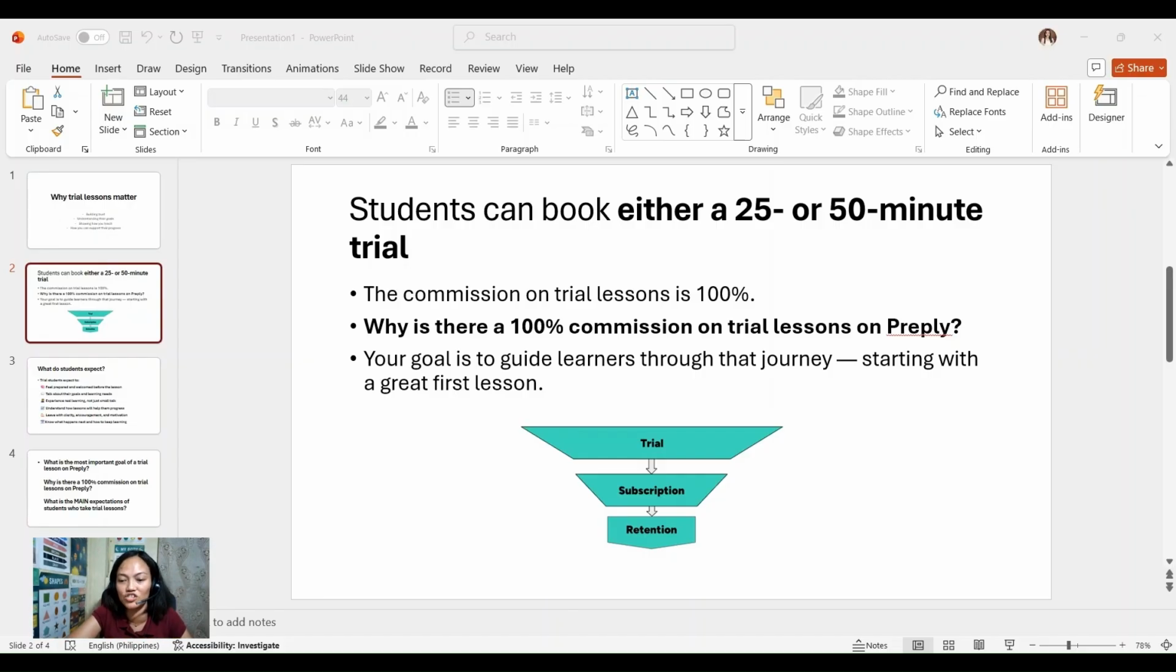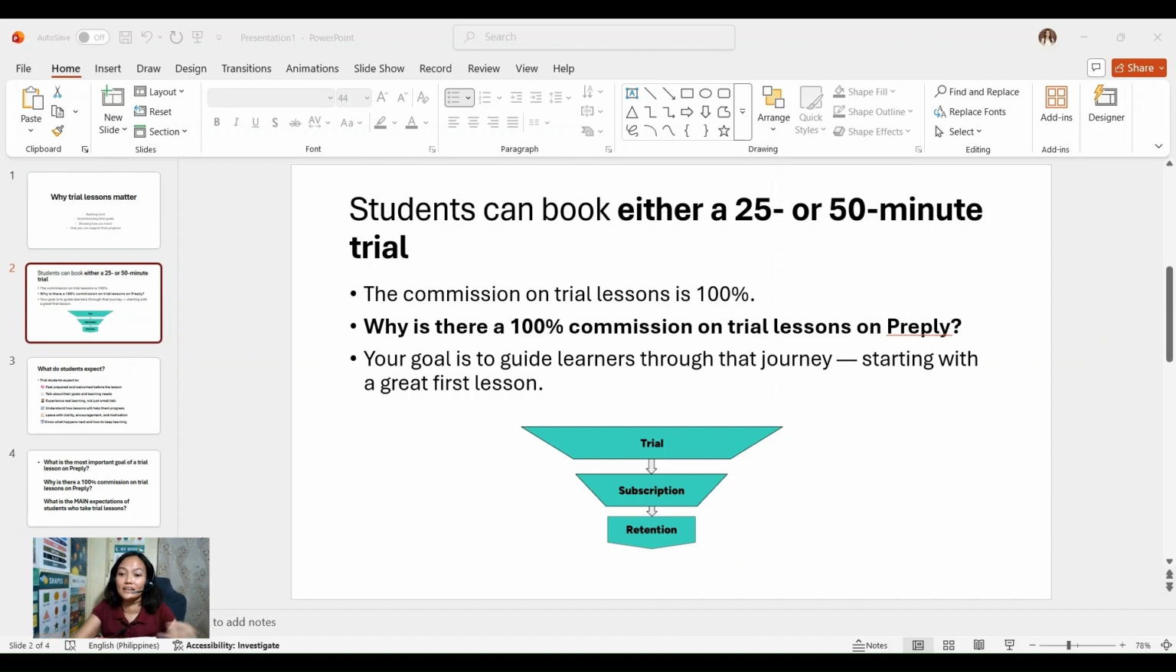If done well, a trial lesson leads to what we call a conversion. That's when a student decides to continue learning with you. So if the trial lesson is successful, the student stays with you. You'll be their teacher for a while. Many of those students stick around for weeks or even months. So don't be too heartbroken if a student unsubscribes from you. That's normal here on Preply.